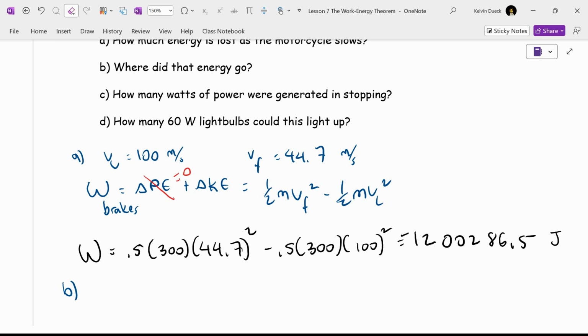I'm looking for a word that starts with the letter H. Heating up the brakes, heating up. That was wasted as heat and sound, but primarily heat.